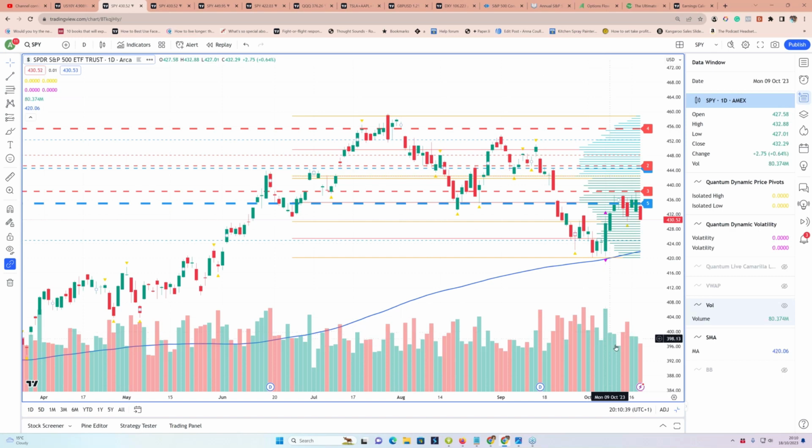The volume kind of fades away as the price approached this significant level here. So we kind of know from a VPA perspective, it's going to have a bit of a struggle. So that's that little example there, you will see repeated across all the time frames.